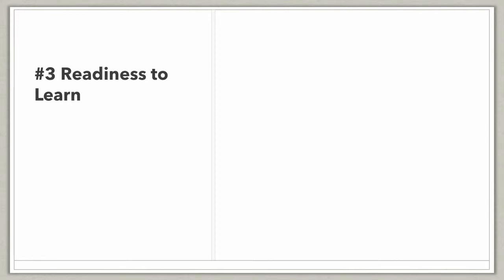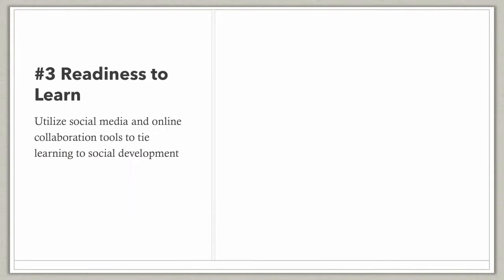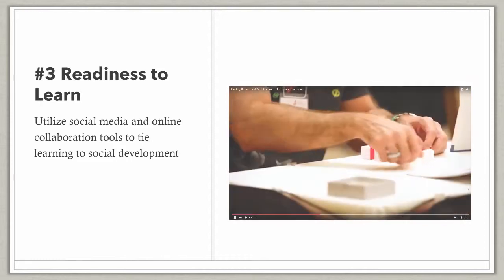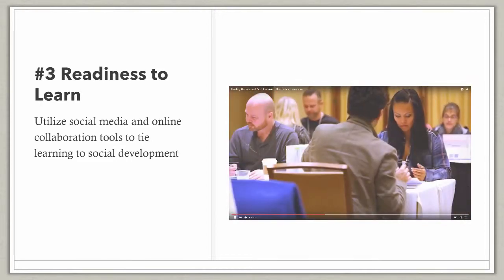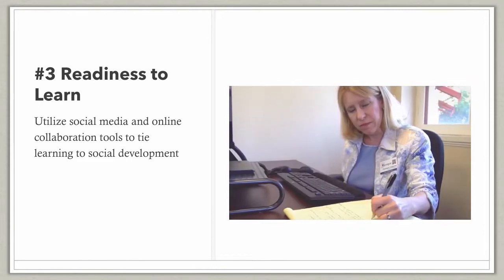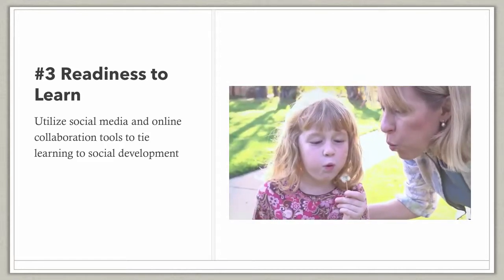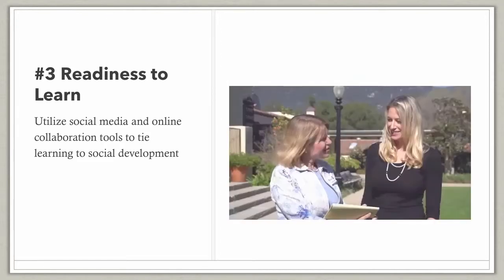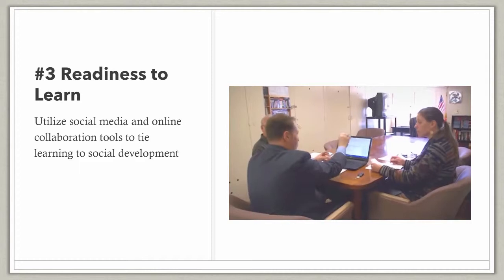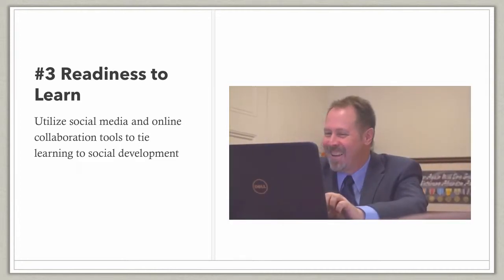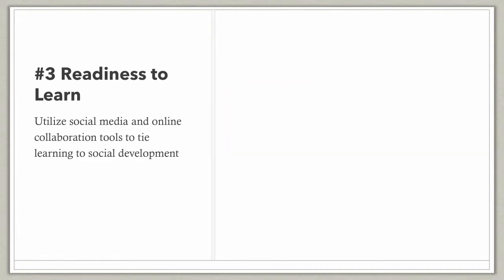Assumption number 3, readiness to learn. Utilize social media and online collaboration tools to tie learning to social development. As we get older, we tend to gravitate more toward learning experiences that offer some sort of social development benefit. For example, we are often more ready to challenge ourselves with new learning opportunities if we know it will help us to fine-tune skills that pertain to our social roles.